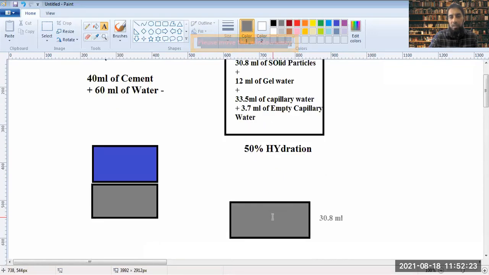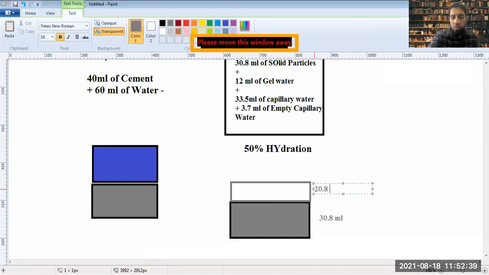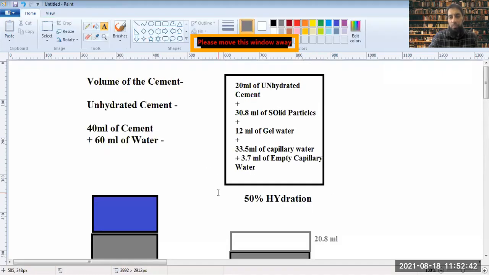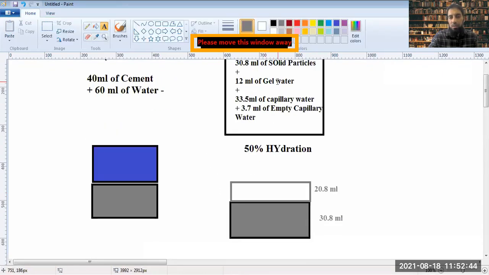So in between this, the unhydrated is either in between this or it's over, still not combined. So that would be around 20 ml more. This cement is yet to combine. This 20 ml is yet to combine. So the gel pores, there are gel pores formed within the hydrated solid particle, and within those gel pores, I'm just expanding the picture.